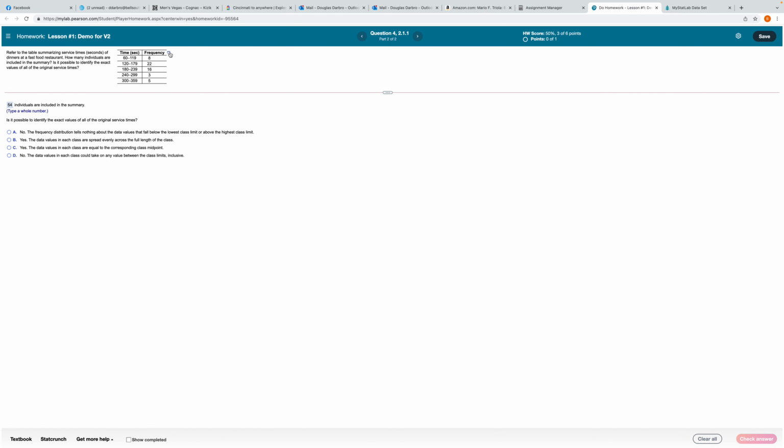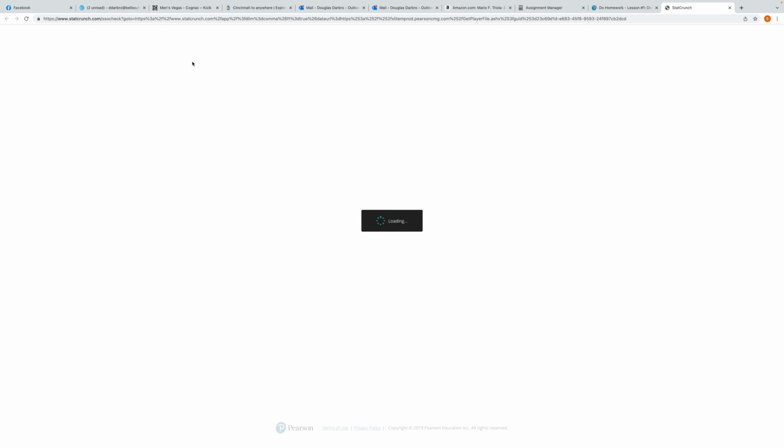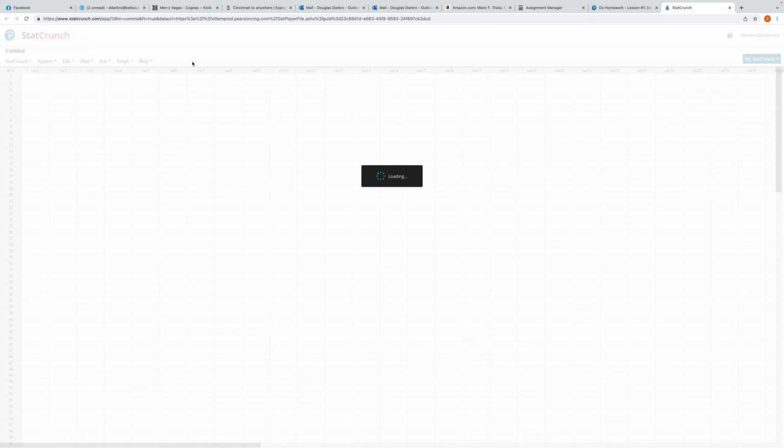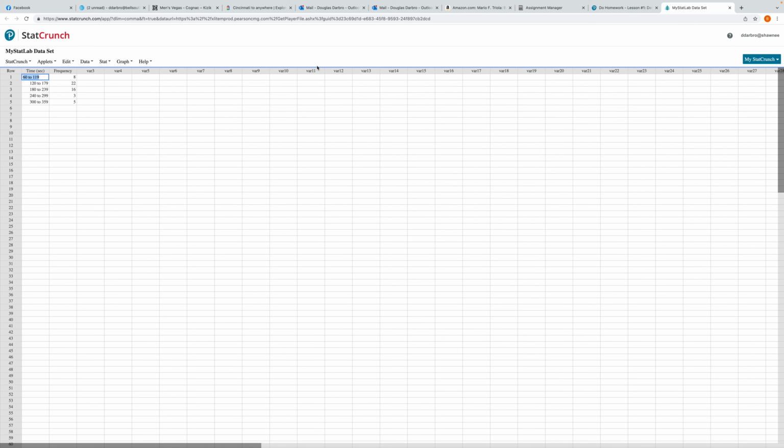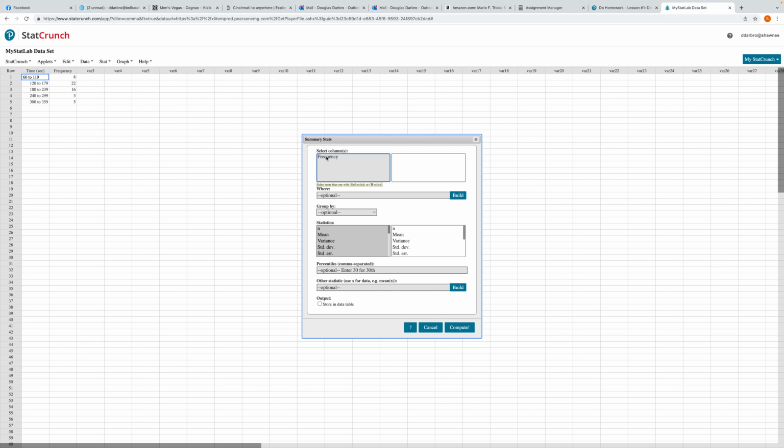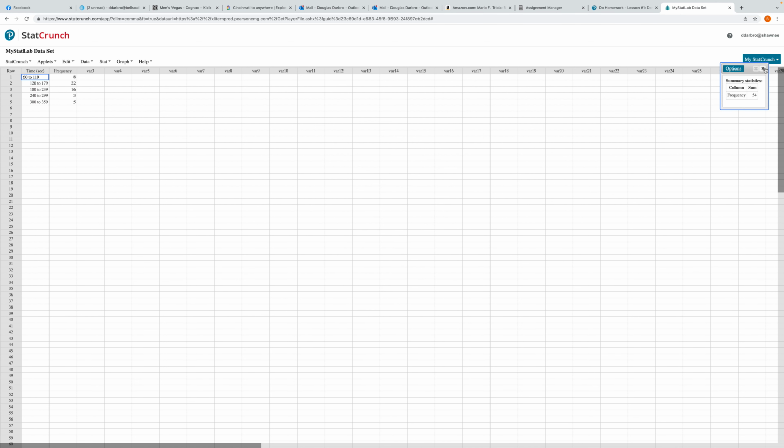If you would prefer to do this with StatCrunch, sometimes it's better to do it, be very careful, especially when your grade's at stake. It's very easy to do. Just go to Stat, go to Summary Stat, go to Column, and I want to add up the frequency column, these numbers right here. So I just come down here to Sum and Compute, and you'll see I get 54.